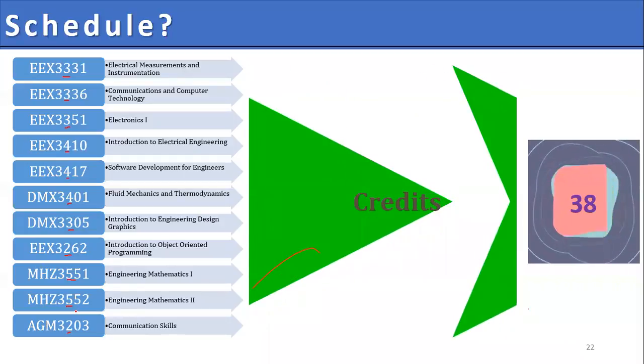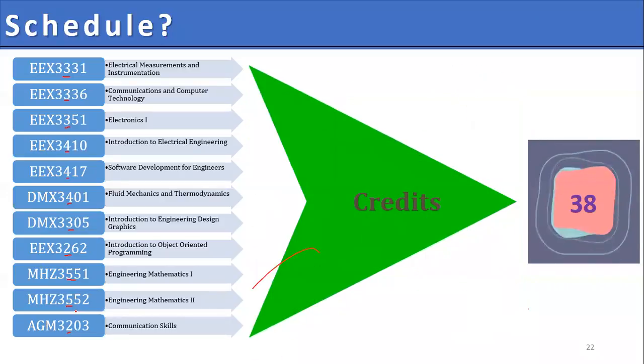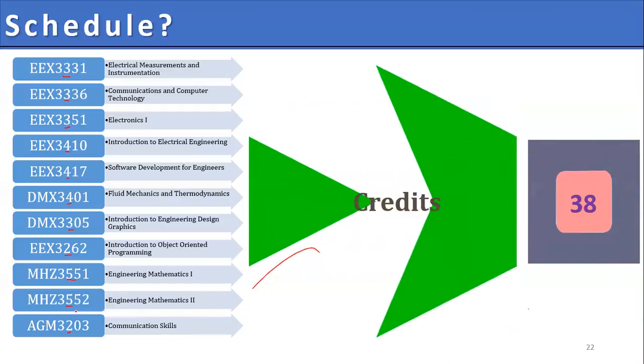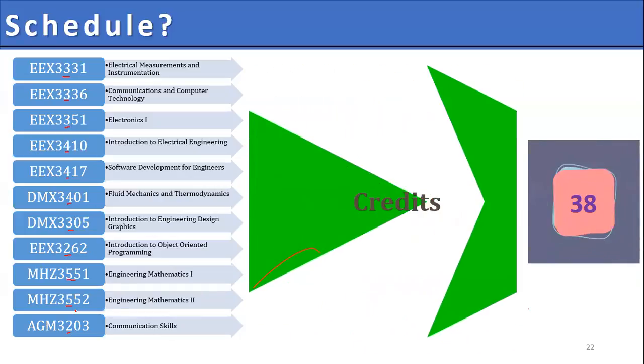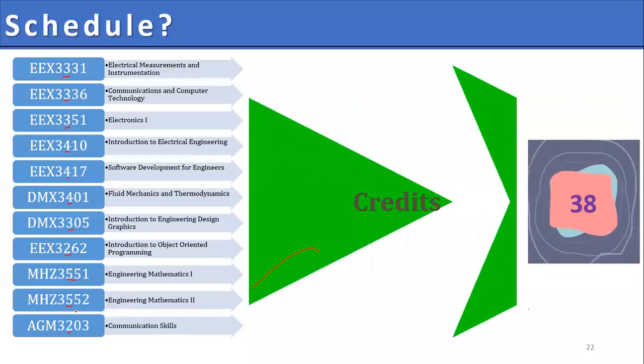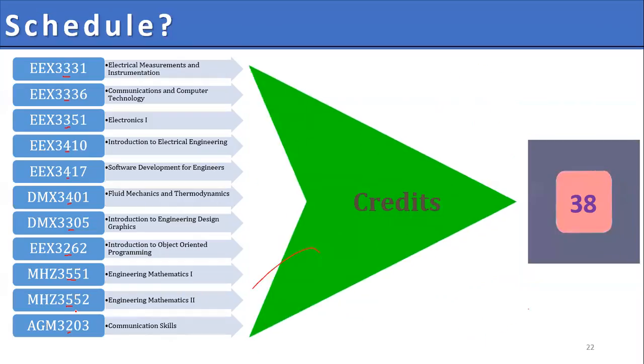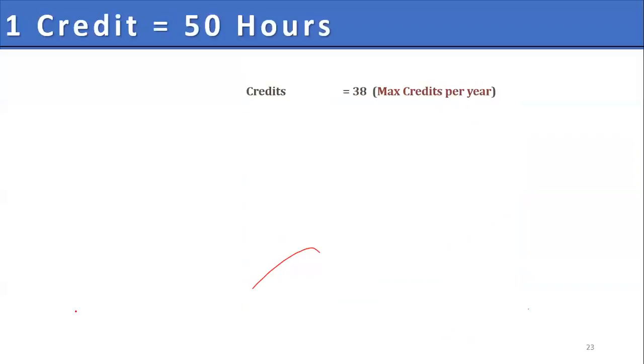Let's calculate now. If you have registered for maximum credit, then what is your hour rate? That means how many hours you want to spend for a particular day. I hope you understand this credit value. It depends on your registered credit values. So we'll start with maximum credit. 38 is the maximum credit for a particular academic year. Then we know one credit equals 50 hours. Then you can multiply 38 credits by 50. Here you can see total hours is 1900 hours.